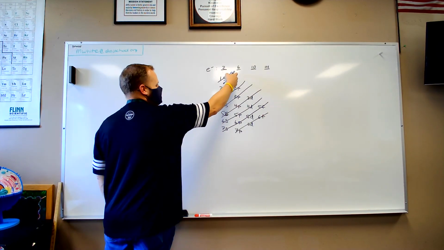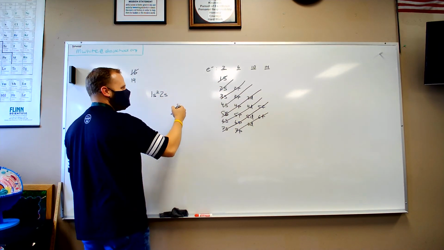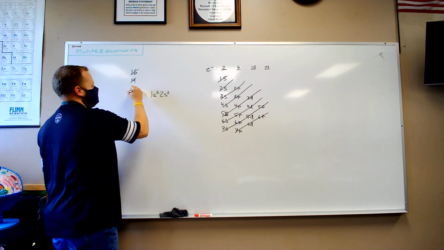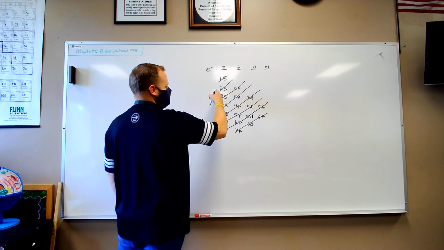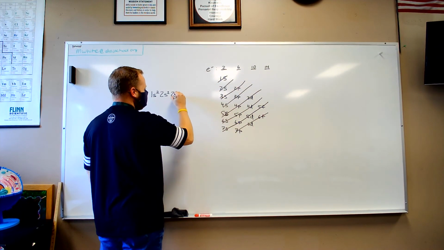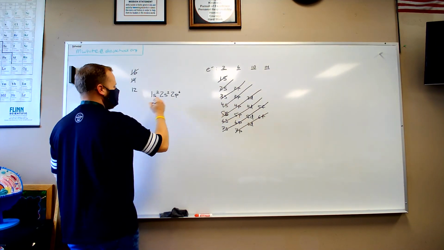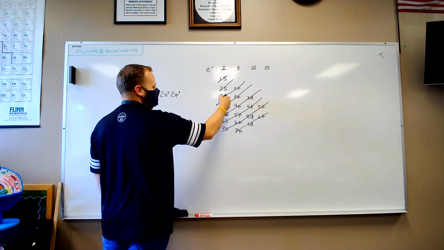So we go to the next line. 2s. Once again, it can hold 2. So now we're down to 12 electrons that we need to do. We finish this line, so we go to the next one. 2p. That can hold 6 electrons. So now we have 6 left.